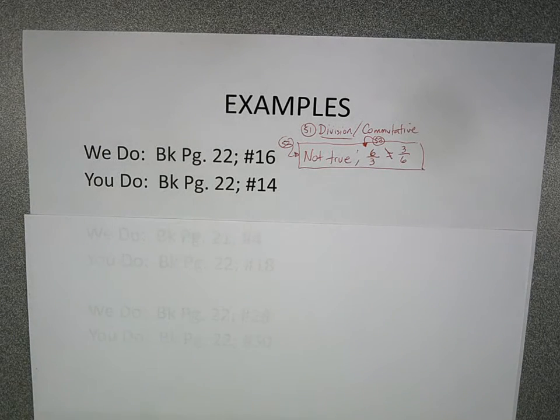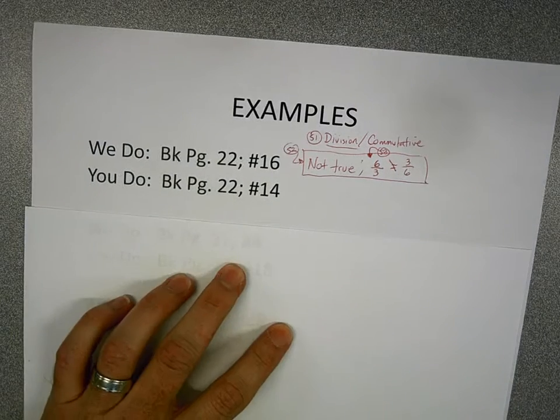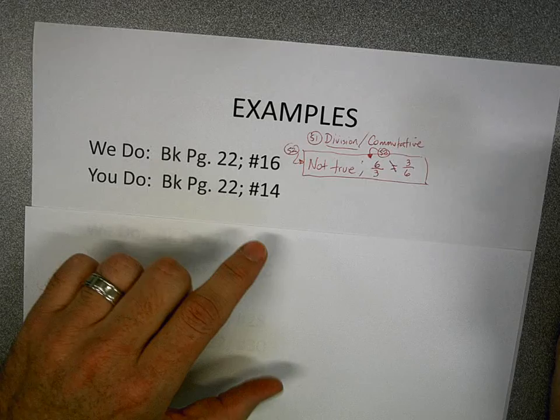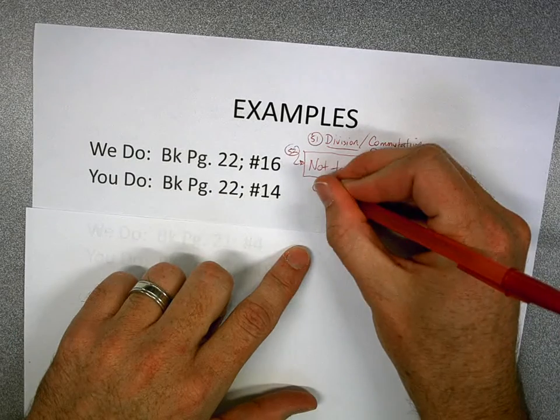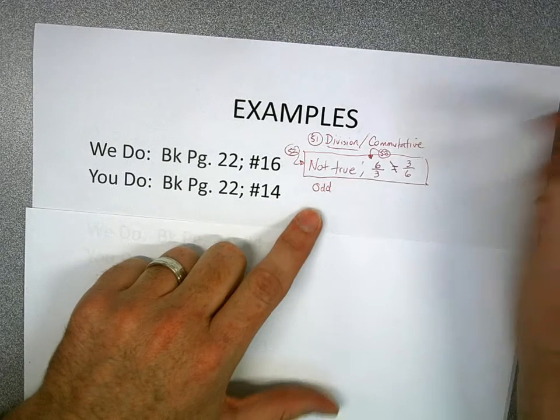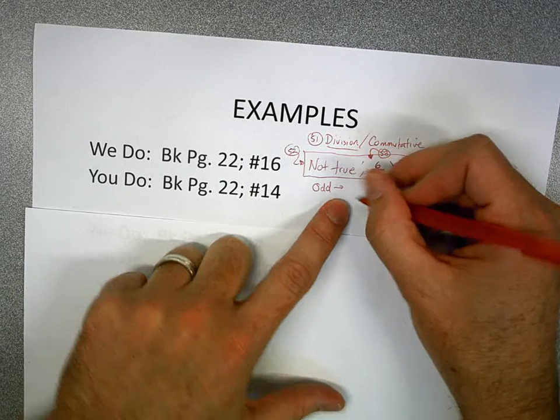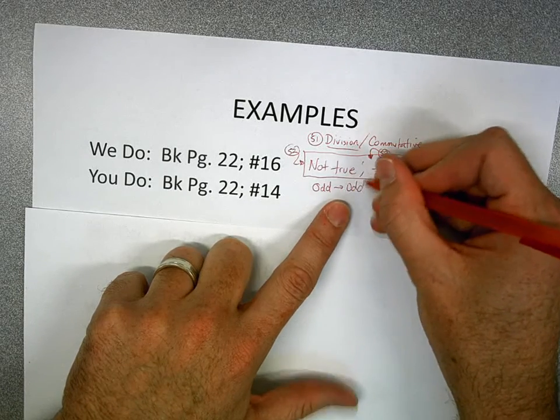All right, so here we go. Number 14 says, the sum of two odd numbers is always odd. All right, so we're talking about odd numbers. I'm just doing step one. Key words here. Odd ends up having an answer of being odd.